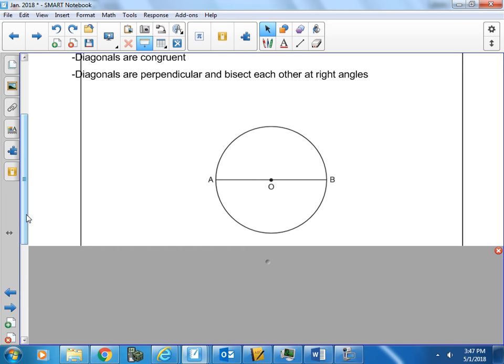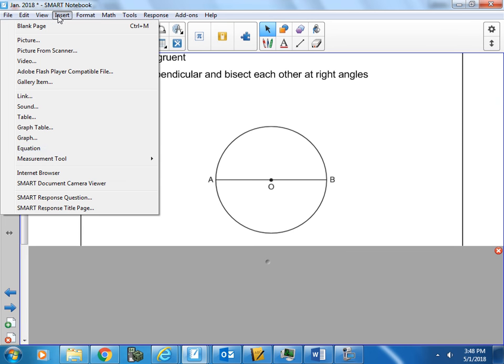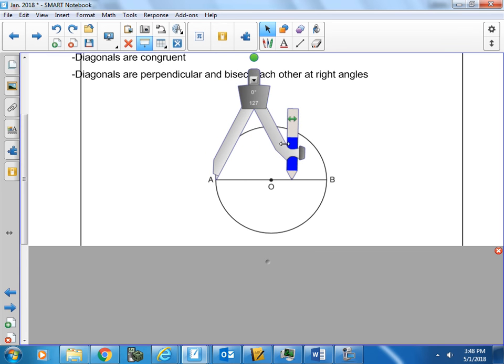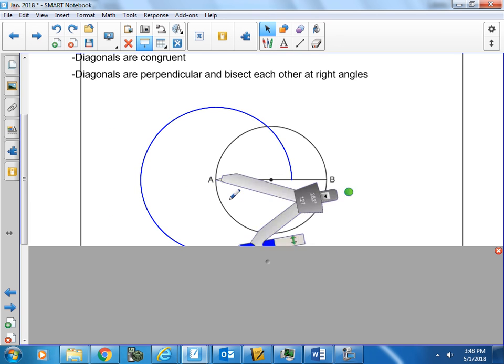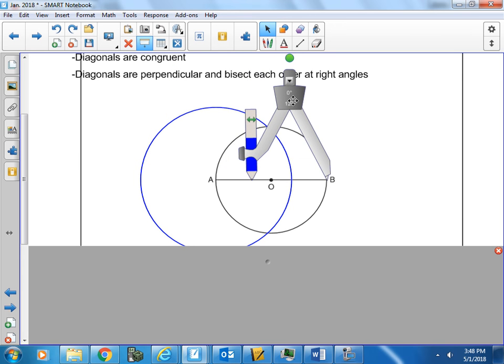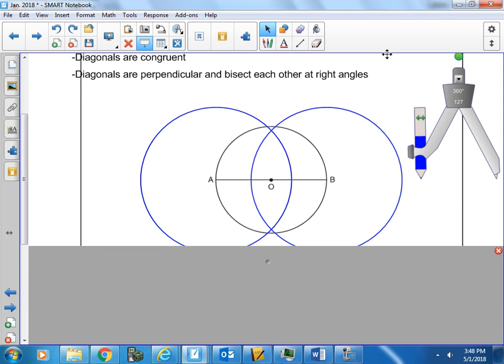We're going to do the perpendicular bisector of the diameter. So for the perpendicular bisector, I'm going to put the point of my compass on A, stretch it out more than halfway, and draw a circle here. You don't need to draw the entire circle, but I'm doing it for the purposes of this construction. I'm going to draw another circle centered at B. Now I'm going to draw the perpendicular bisector.